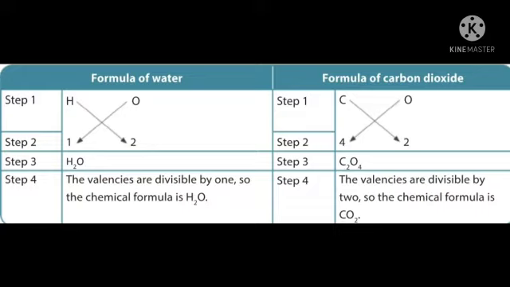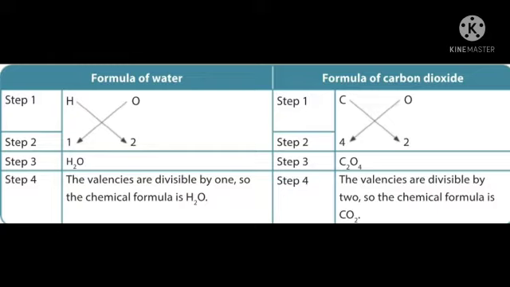So the first point is to write down the symbols of the constituent elements, then write the valencies of the elements, then cross over the valencies and write them as subscripts. Then if the valencies are divisible by a common number, divide and write the simplified formula. That is called a chemical formula.